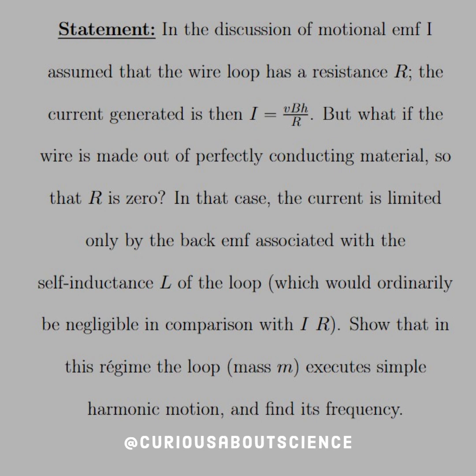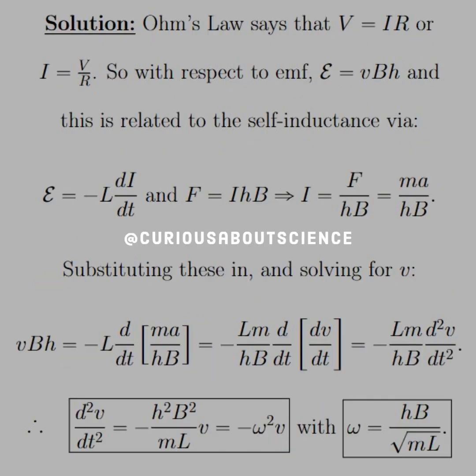In this case, the current is limited only by the back EMF associated with the self-induced or self-inductance L of the loop, which would ordinarily be negligible in comparison to IR. Show that in this regime, the loop, mass M, executes simple harmonic motion and find its frequency. All right, let's dive on in.